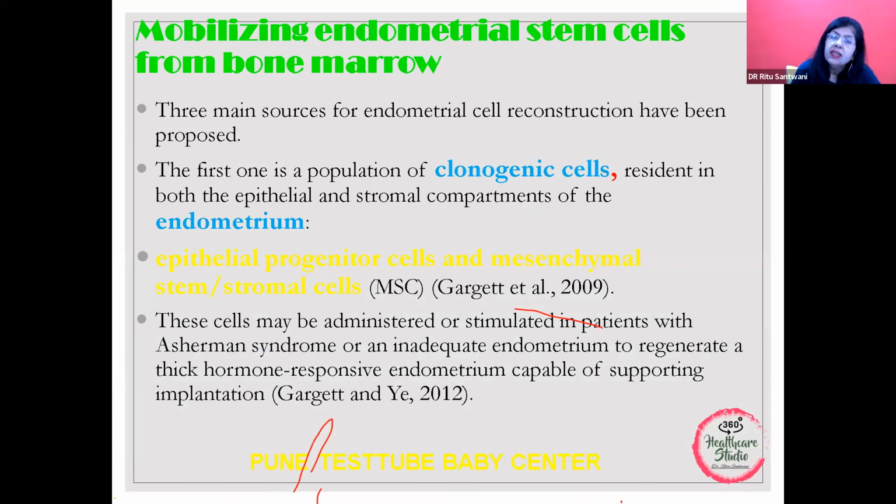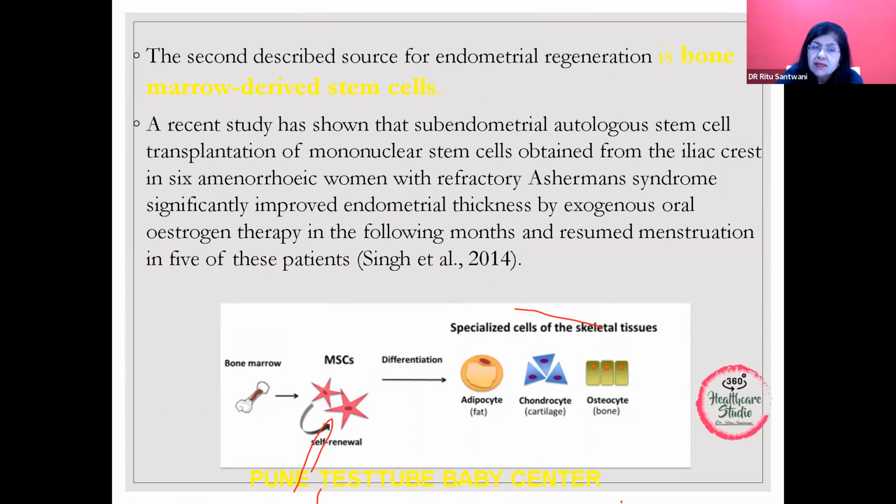Similarly, regarding the use of cells from the bone marrow, some studies are there in favor of that. I have no experience with these bone marrow cells for the management of this. Again, the studies have shown subendometrial autologous stem cell transplantation of mononuclear stem cells derived from the iliac crest. Six studies were done in six amenorrheic women with refractory Asherman syndrome. They showed a significant improvement in endometrial thickness with exogenous estrogen therapy. So different studies regarding the use of this have also been published.